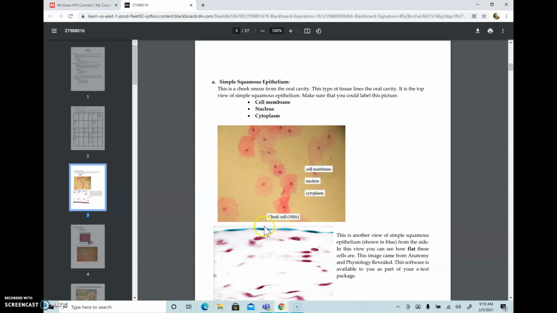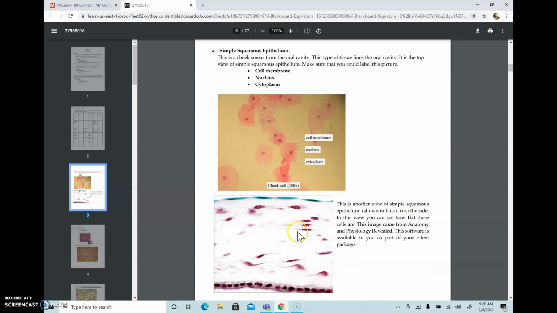All these cells have a centralized nucleus. All these dark stained structures are the nucleus. And they all have a cell membrane like any other cell. Okay, so this picture is from Anatomy and Physiology Revealed.